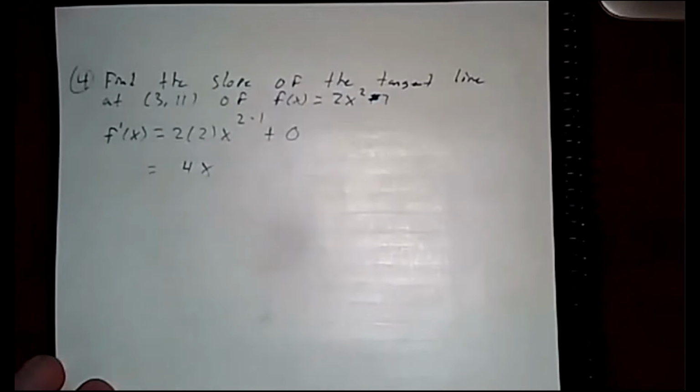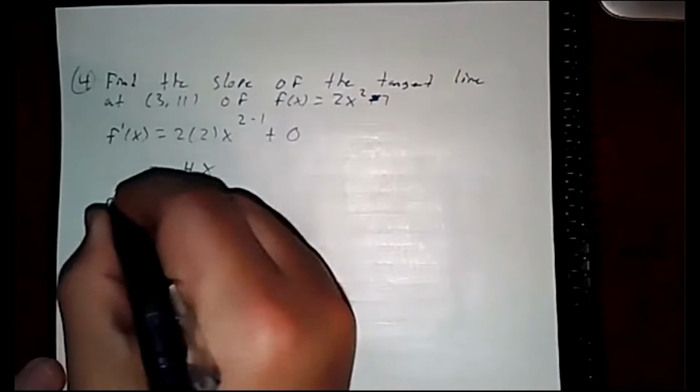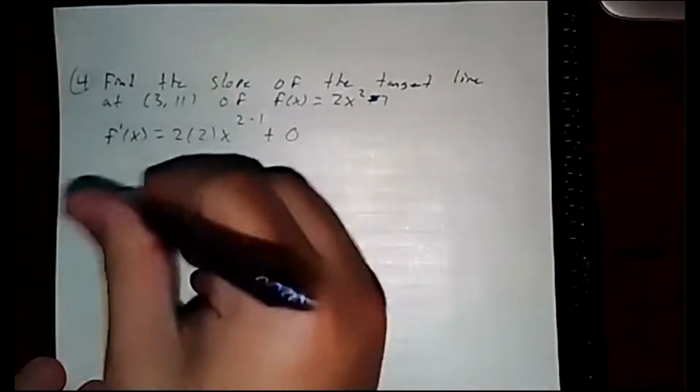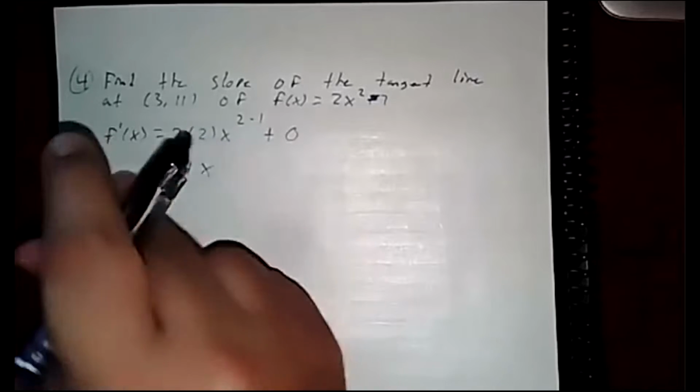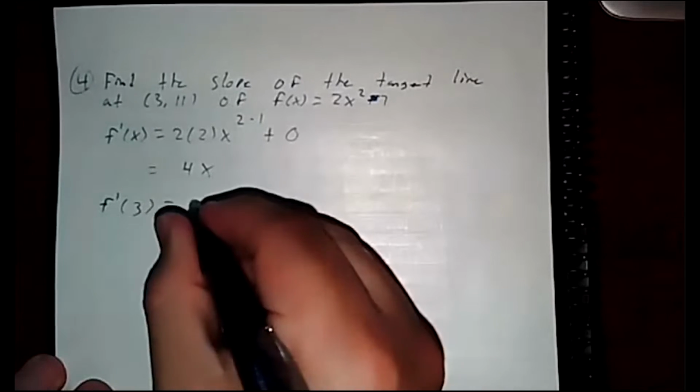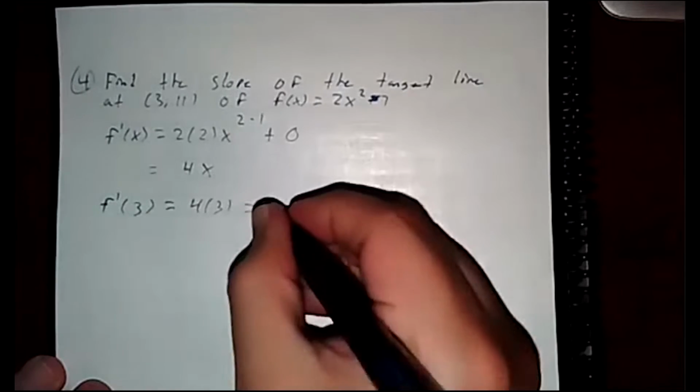So that would become what? 4x, right? So plug in 3, because this new function that we created tells you the slopes at any location on the graph. So they want to know what's going on at 3, so plug in 3. So the slope at 3 is 12.